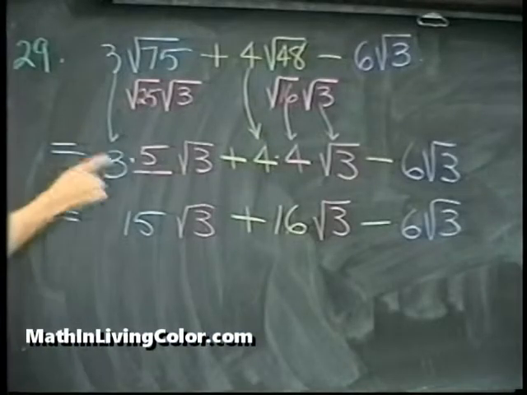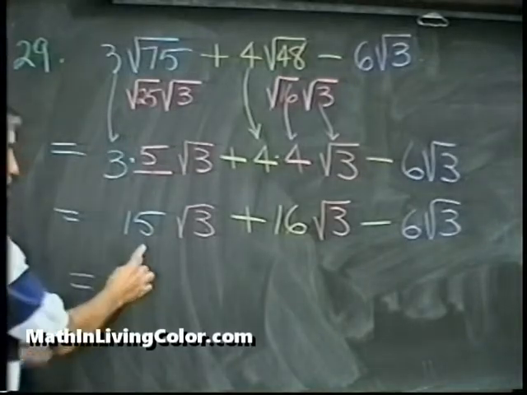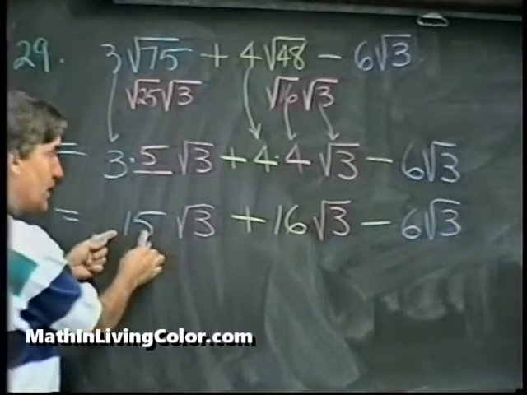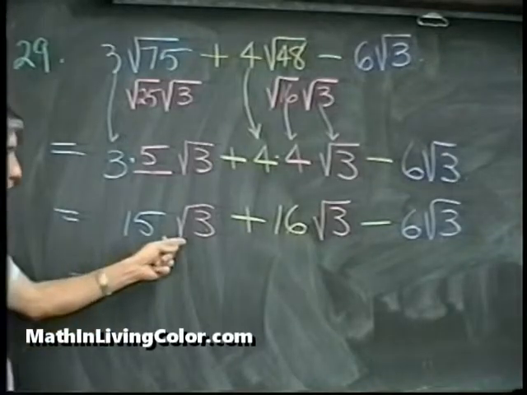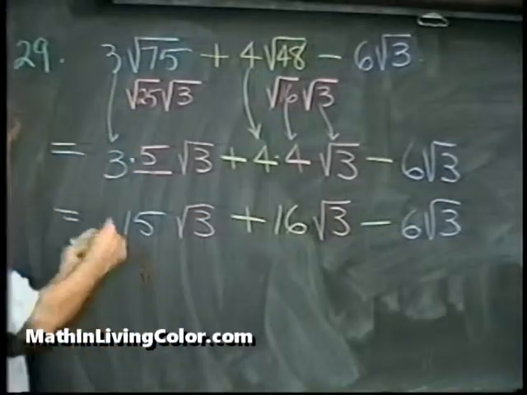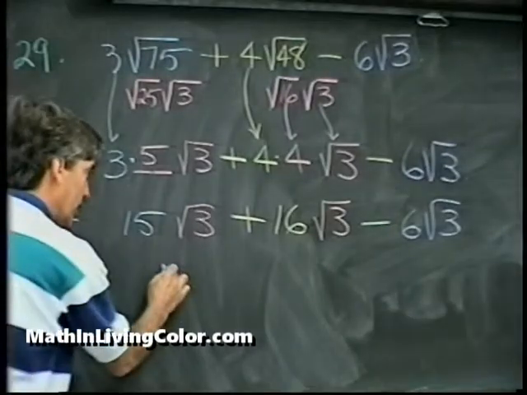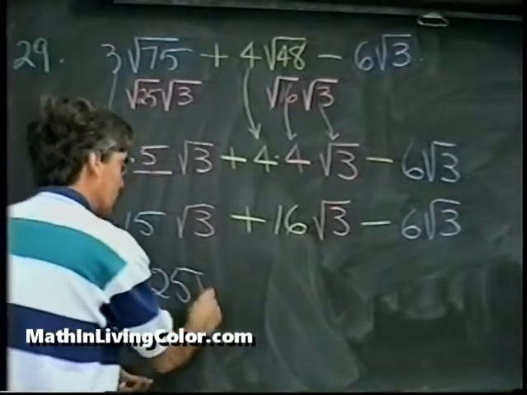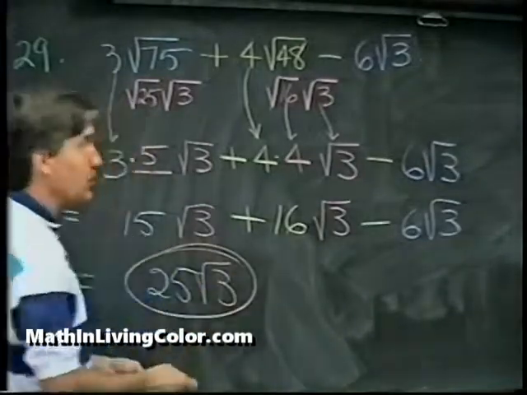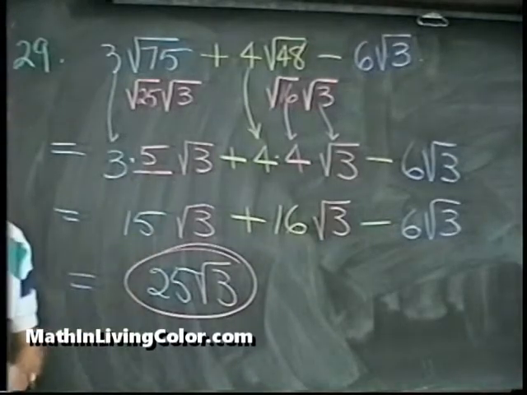Now, they're all square root of 3's, aren't they? They're all square root of 3's. So, can you add those together? 15 and 16 would be 31 square root of 3. Minus 6, 31 take away 6 would be 25. So in other words, it's 25 times the square root of 3, and that's the simplified answer. Okay? Any question on that?